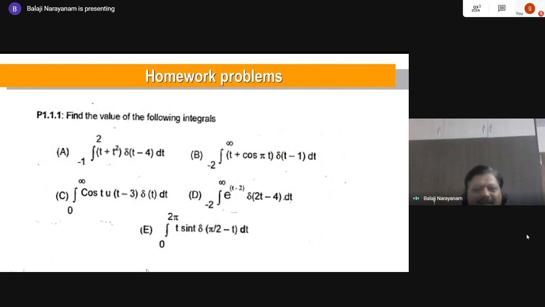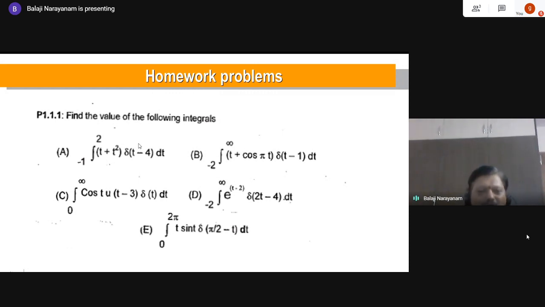And based on the different properties of impulse functions so far, we are giving here 5 different problems covering most of the impulse function properties we have discussed. I suggest all the students take these 5 problems as homework problems and try to solve them, and we may discuss the solution of these 5 problems in tomorrow's session.